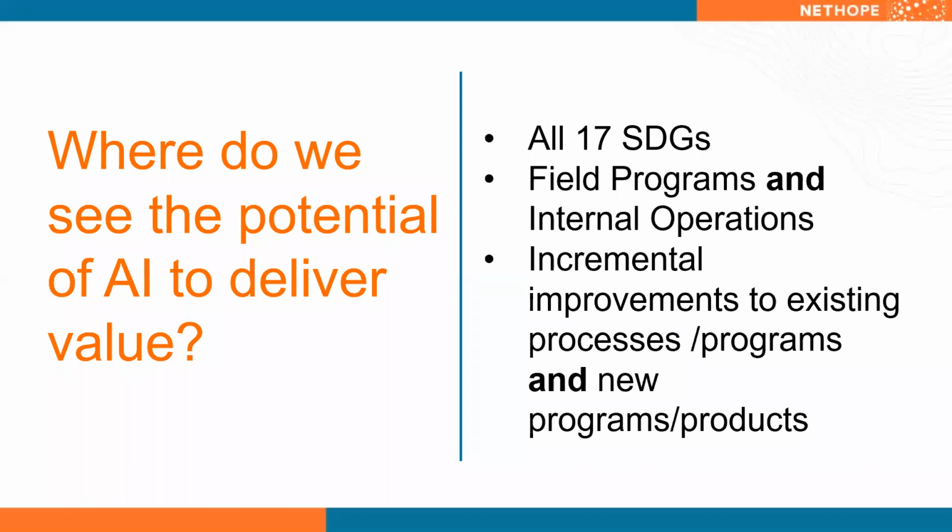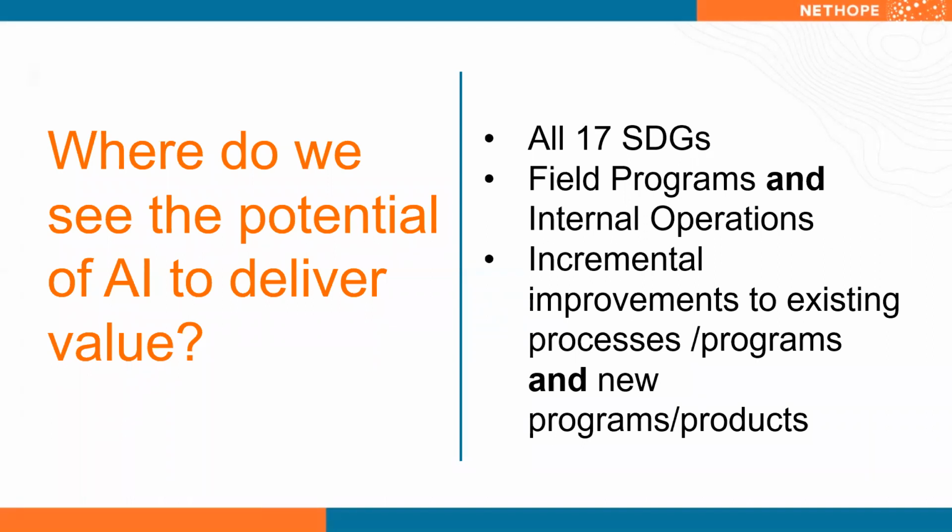The first is, when we start talking about AI, the first two questions I typically get are, one, where do we see the potential of AI to deliver value? And the answer is, across all 17 Sustainable Development Goals, both field programs, so whether it's health, education, poverty alleviation, as well as internal operations, and also both incremental improvements to existing processes and programs, as well as creation of net new programs and solutions.